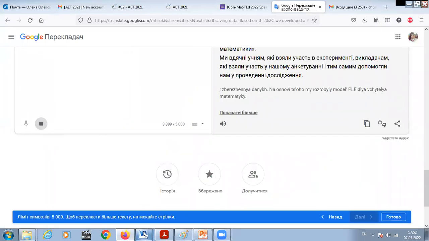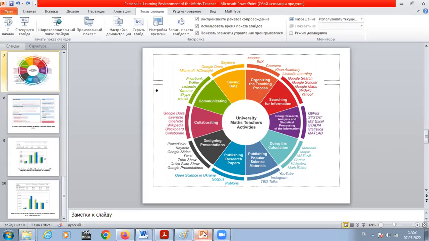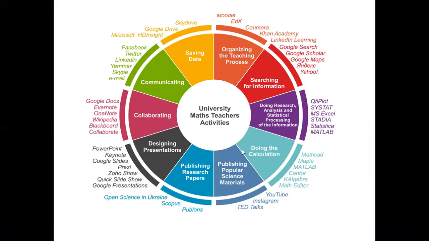Based on this, we developed a PLE model for a maths teacher. This model, at the present-day stage of the development of Web 2.0 technologies, involves placing a maths teacher in the center, which results in the teacher becoming the starting point for creating an external network of nodes. Web 2.0 tools are designed to help teachers improve their skills and level up ICT competency.